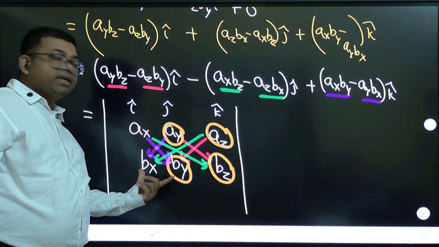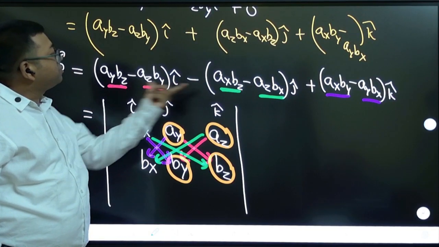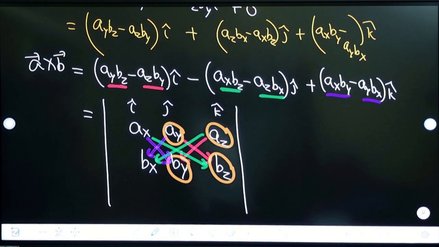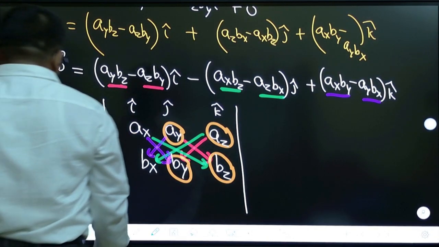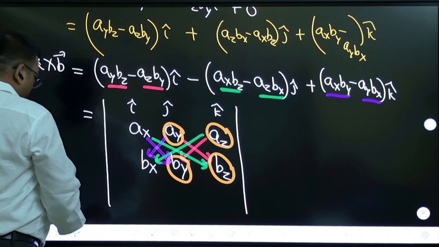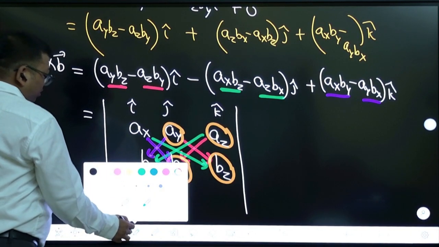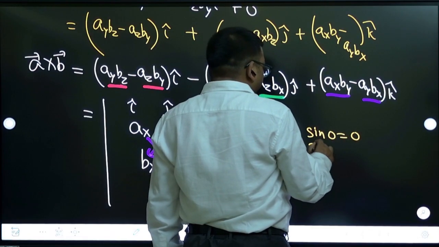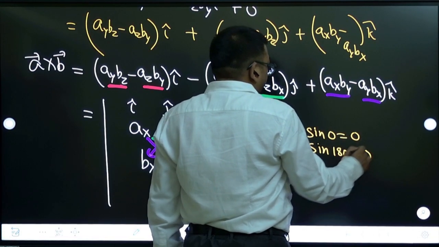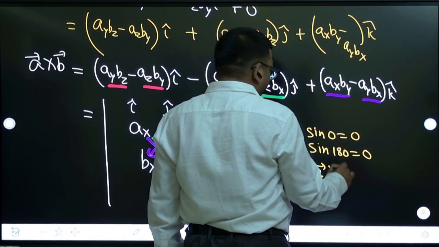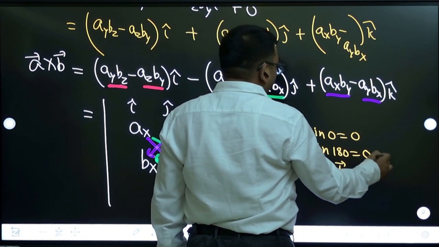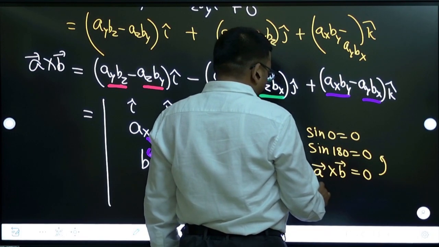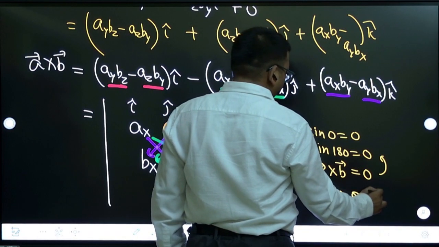Instead of doing all the calculation, we can remember this matrix, and using this matrix we can simply write this. So that is the cross product, and cross product will be 0 when vectors are parallel. The angle between them is either 0 or 180 degrees, because sine 0 is 0 and sine 180 degrees is also 0. So if the cross product becomes 0, that means the angle between the vectors is either 0 or 180 degrees.